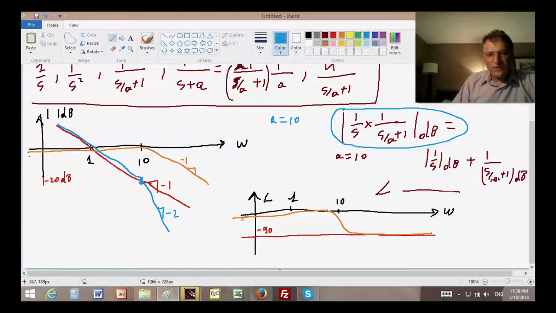Phase-wise, the same story. The phase starts at -90 degrees, and in the vicinity of this, since the phases add up, the phase drops again by the same amount as that one drops off, and therefore what we find ourselves with is that the phase dropped to -180 degrees.